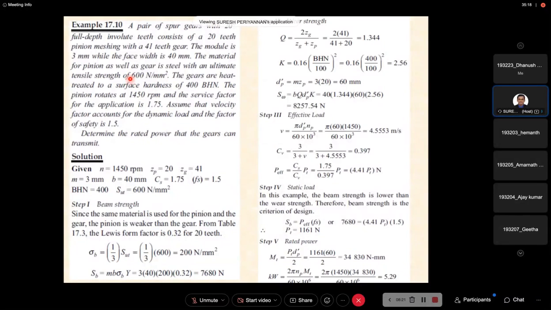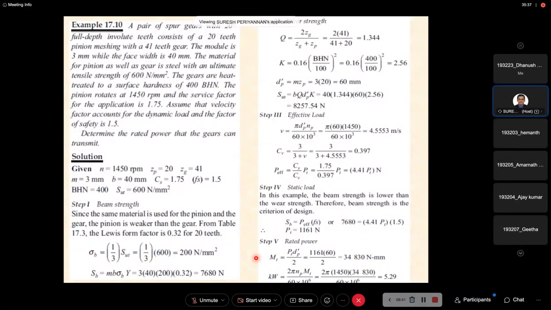Here, 600 Newton per mm square is the ultimate tensile strength. From this we can find the permissible sigma b as one third of Sut. Sigma b is given, b is also given, m is given, and Y is also given. This is our beam strength. Now, wear strength.